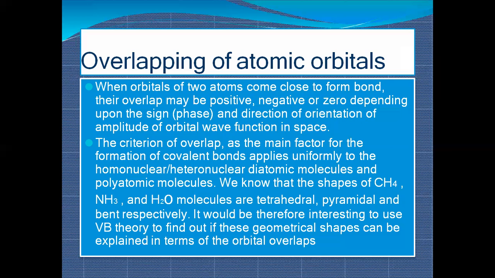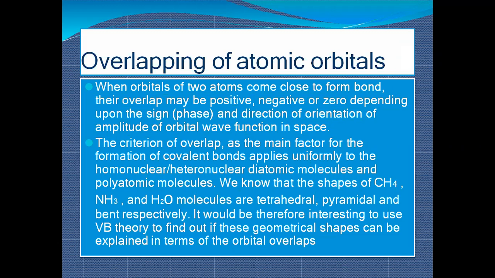Homo means, for example, H2. One hydrogen and one hydrogen combine to form the H2 molecule. So they are homonuclear, the same type of nucleus. And when we talk about the heteronuclear, for example, H2O, water, we have two different nuclei here. One is hydrogen and one is oxygen. So homonuclear and heteronuclear. The criteria of overlapping is the main factor for formation of covalent bonds and applies uniformly to the homo and heteronuclear diatomic molecules and the polyatomic molecules.